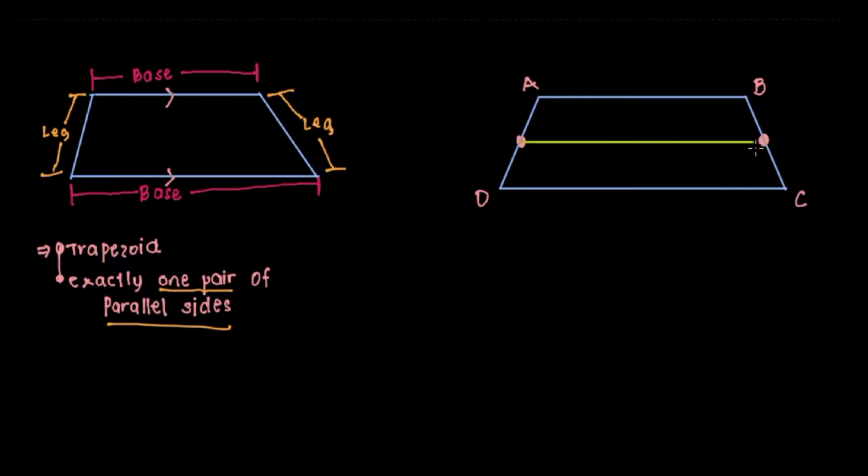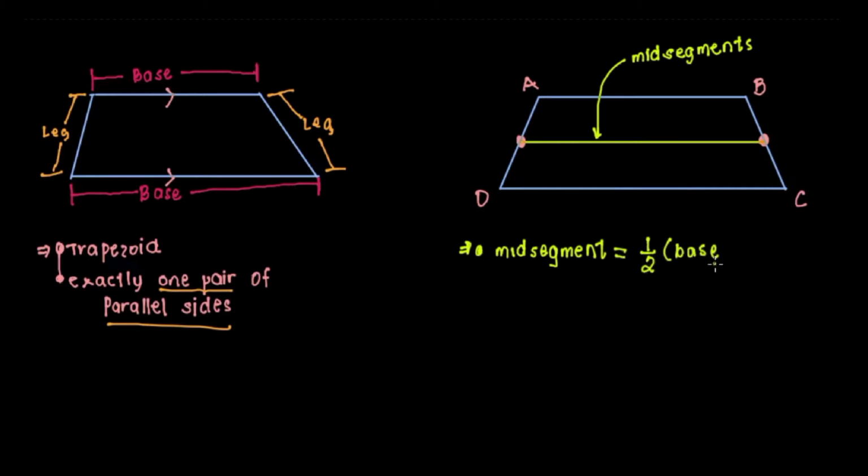Kapag na-connect na natin ang dalawang midpoints ng dalawang legs, ang itatawag natin dito ay mid-segment. Okay, mid-segment. Now, we will use this formula to identify the mid-segment of a trapezoid. We have 1/2 times the sum of the two bases of the trapezoid. Okay? So, ayan gagamitin natin yung formula later on.